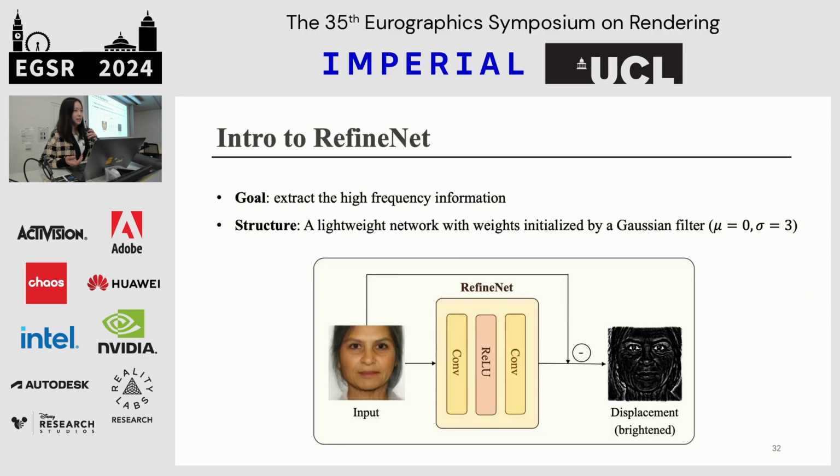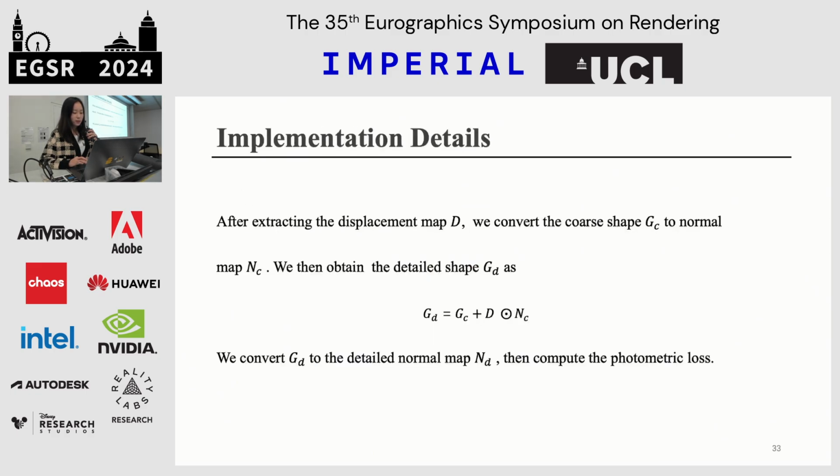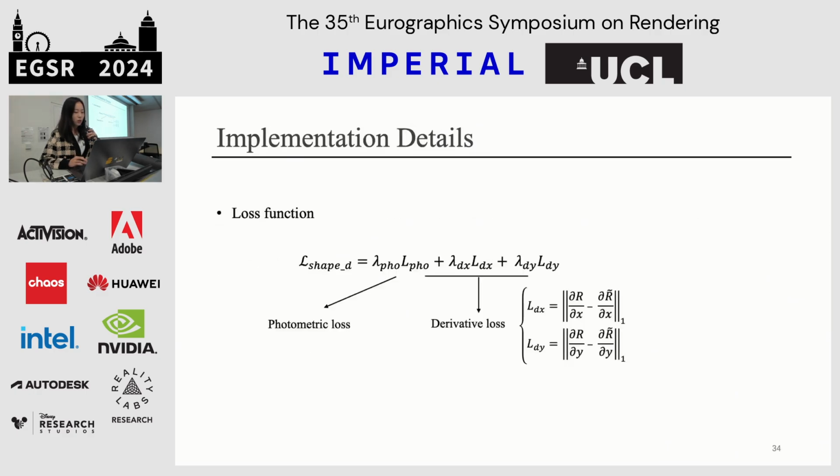We would like to balance the parameter tuning and also decrease the training and testing time. So we design a lightweight network, RefineNet, to extract the high-frequency information. We initialize the weight of this network by a Gaussian filter. Here are some details for obtaining detailed shape from the displacement map and also the code shape. Here is the loss function.